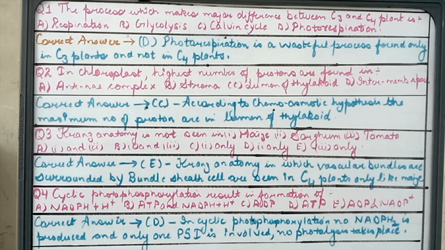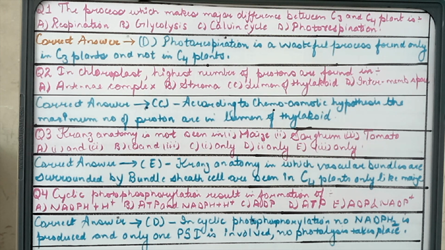But in cyclic phosphorylation, we know that the electron returns back to the photosystem 1 and NADPH plus H positive is not formed since electron returns back to photosystem. So answer would be ATP. Only ATP would be formed in cyclic photophosphorylation, whereas in non-cyclic photophosphorylation, ATP as well as NADPH2 is formed. Since electron does not return in non-cyclic but returns in cyclic photophosphorylation.